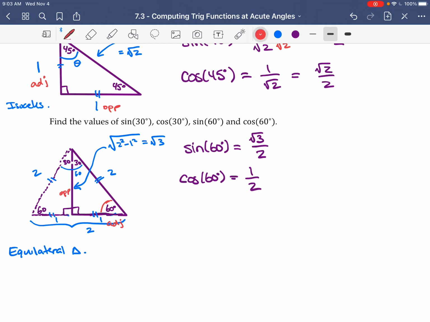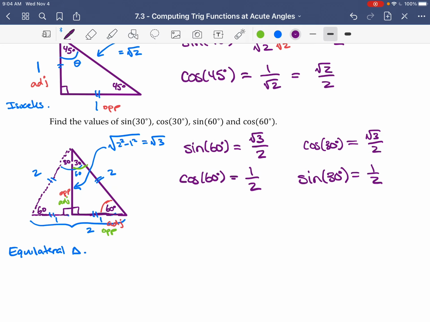Now if you use the 30 degrees, let's say up here, then this one is the opposite, and this one is the adjacent. These are complementary angles, so you also know cos of 30 degrees should equal sine of 60, so that's going to be root 3 over 2. It's the adjacent over the hypotenuse, so yeah, root 3 over 2. And sine of 30 degrees is going to be 1/2, the opposite over the hypotenuse.